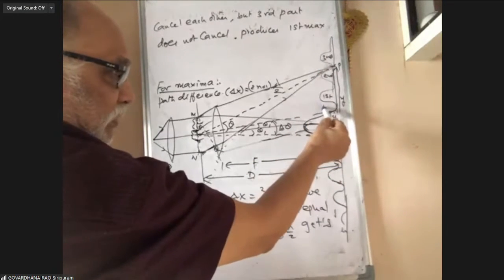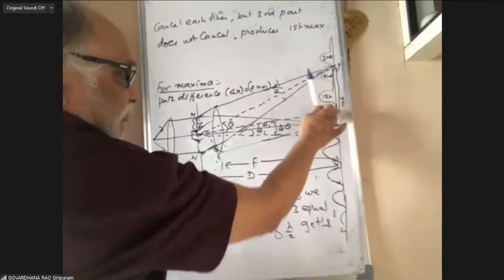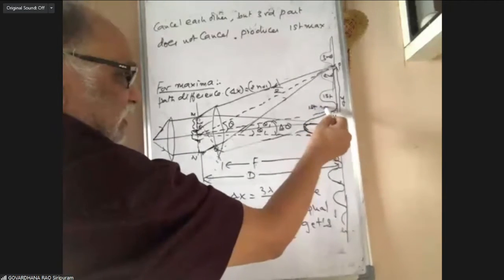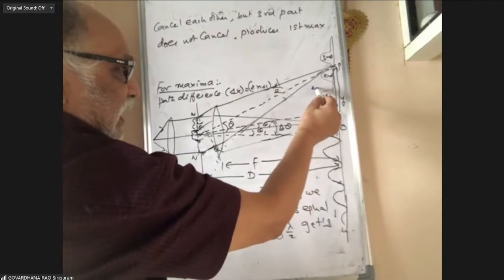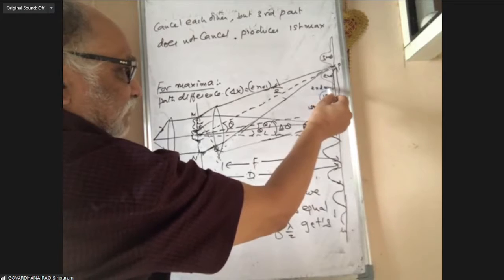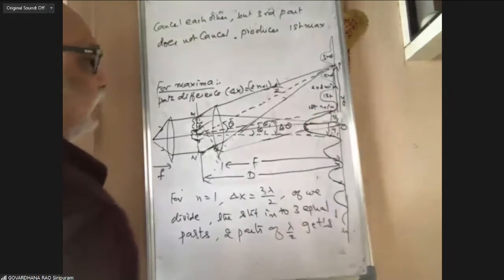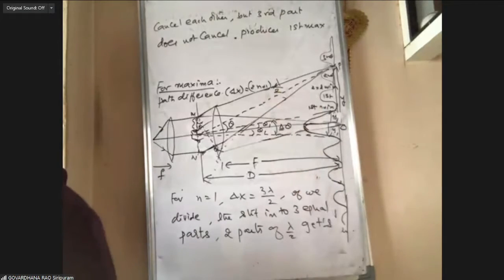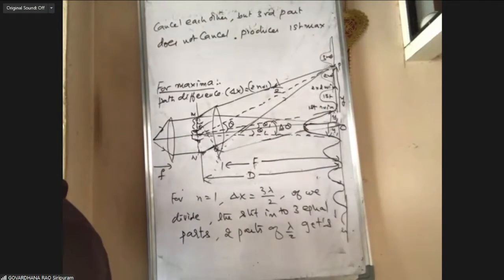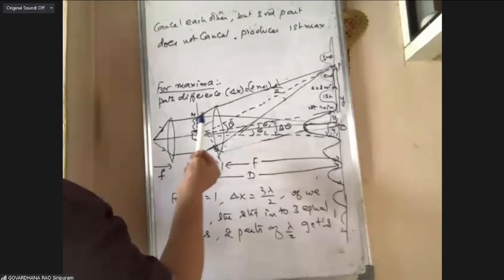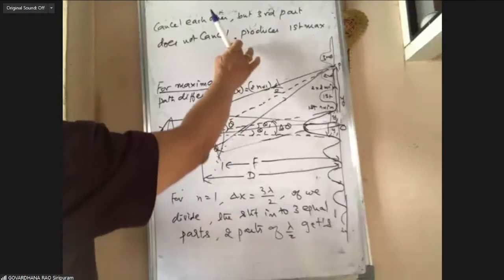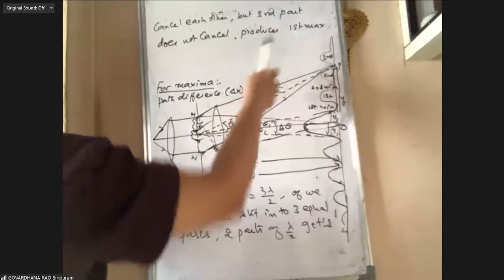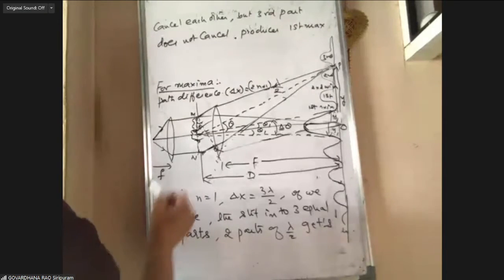This is the first minima. First minima. This is the second minima. Whatever you are getting on this side, the same thing you will get on this side. Okay, but the third part does not cancel. Produces what? First maxima. So what is that?